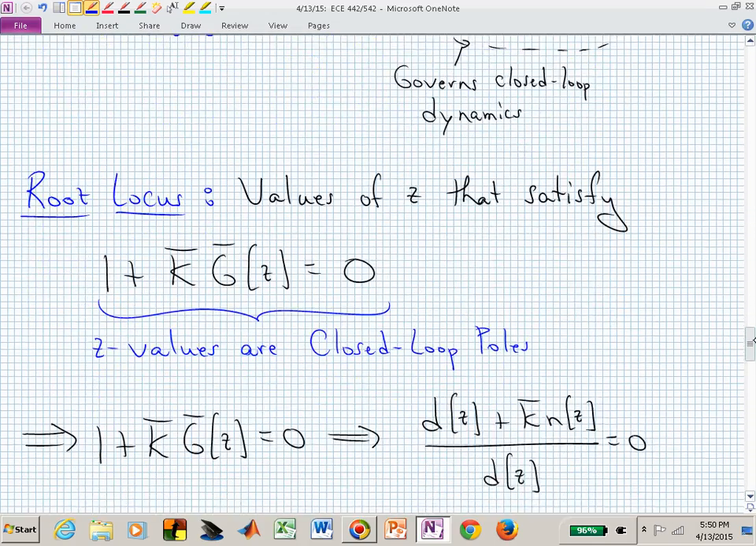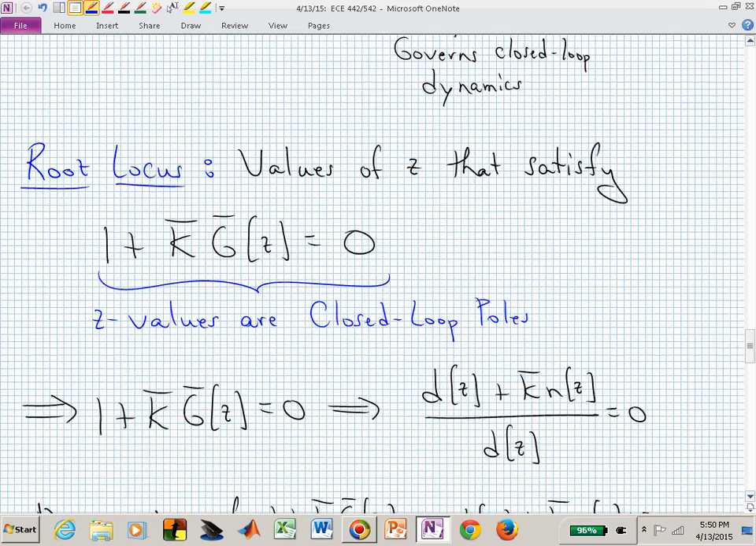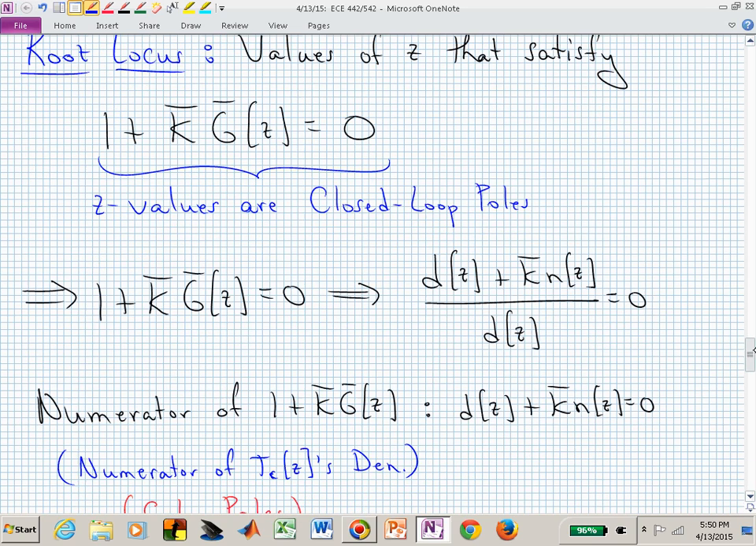Just as a review, the root locus are those values of z that satisfy that equation, and the values of z that satisfy that equation are your closed loop poles. To establish some notation, now I'm simply saying that g bar of z is this ratio of polynomials, a little n over a little d.